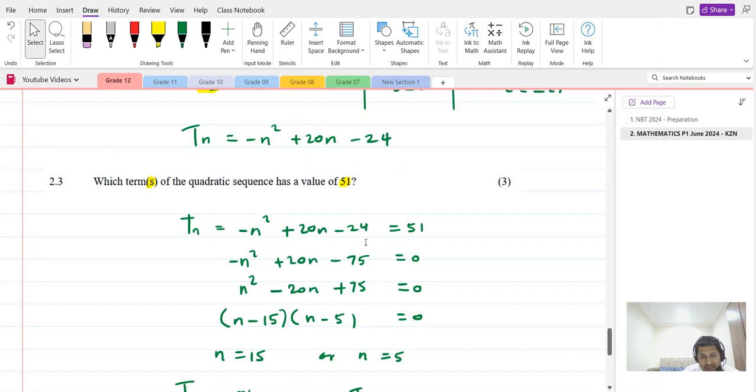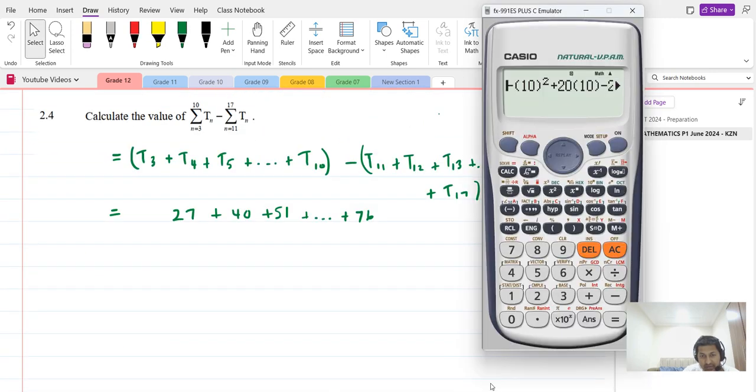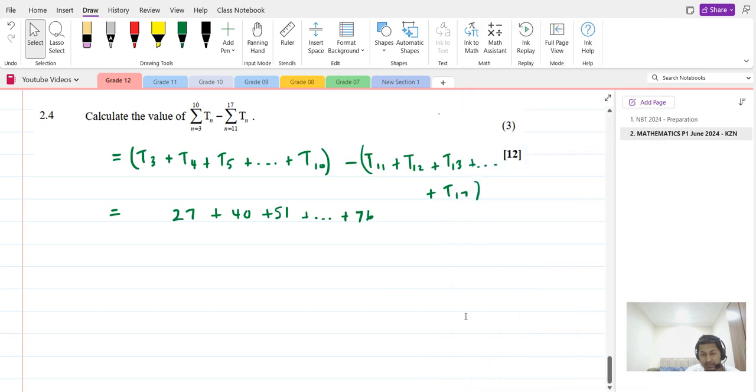Was it plus 20 minus 24? And then what's term 11? We're going to check what term 11 is. Term 11 is 75. So we're going to add, then subtract. What's term 12?